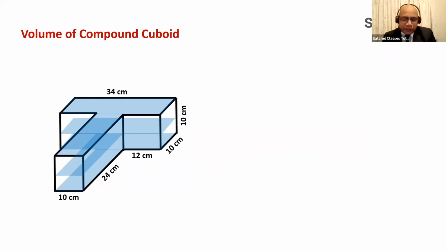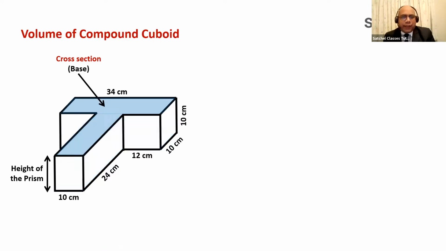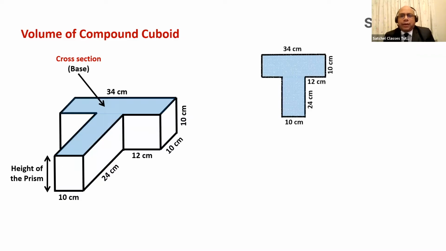So let's go with the first method, wherein we treat this shape as a prism with the cross section T remaining the same throughout the height. So let's find the area of the cross section, which is the base, and multiply it by the height of the prism, which is 10 centimeters. So how do we find the area of the T shape? As you can see, the T shape has the given dimensions. You can again compare the shape with the original shape and figure out whether we have put the right dimensions in.